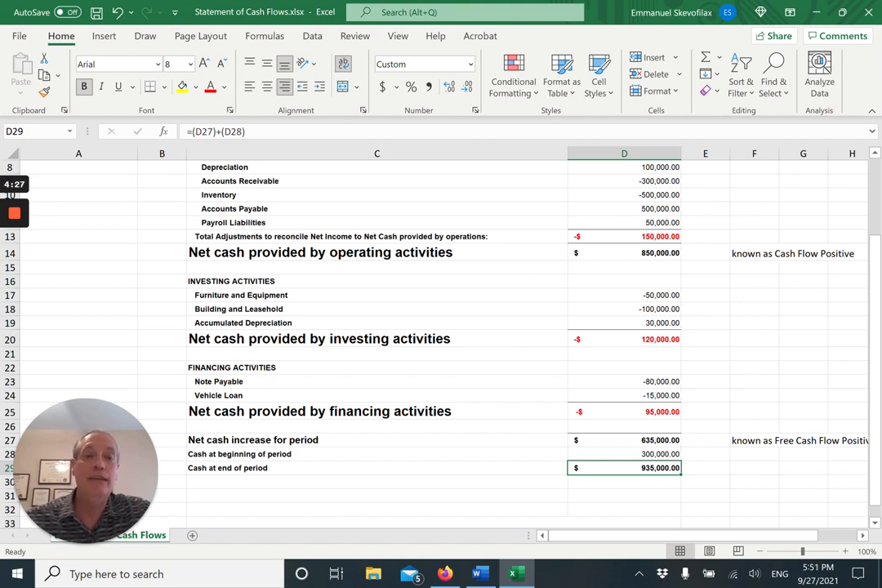And then one last thing for you. I mentioned up here that if you have positive cash from operation, that's known as being cash flow positive. If after that, and after taking into consideration your investing activities and your financing activities, like this example shows, you're still positive, that's what's known as being free cash flow positive.